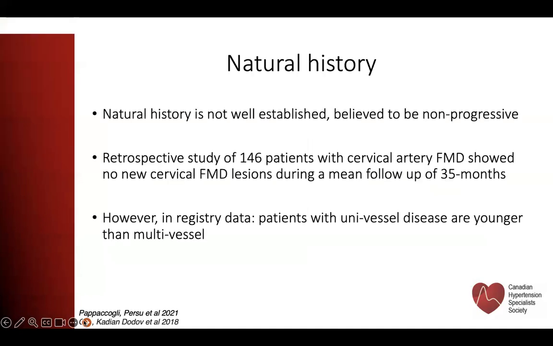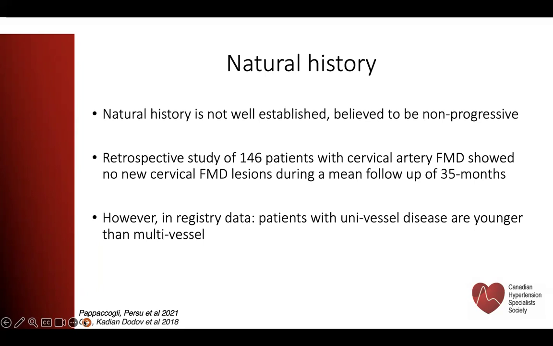The natural history of fibromuscular dysplasia is really not well established. It's believed by experts to be a non-progressive disease, but there's really not that much data to support that. There's one retrospective study of 146 patients with cervical artery FMD, where they looked for whether these patients had further evidence of FMD on follow-up imaging. This was a mean of 35 months of follow-up, and this was done between 2003 and 2015. And in this population, they did not see any evidence of new cervical lesions.